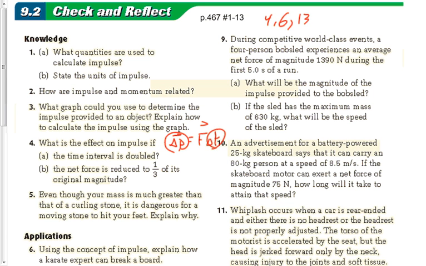What's the effect on impulse if we reduce the force to 1/3 of its original magnitude? Well, if this one goes down, then this one is going to go down as well by a factor of 3. So it's going to become 1/3 of what it was. We don't know what the original value was, but we do know the new value is 1/3 of the original value.